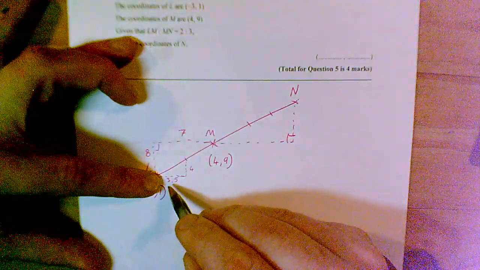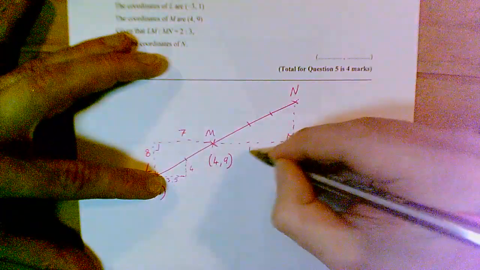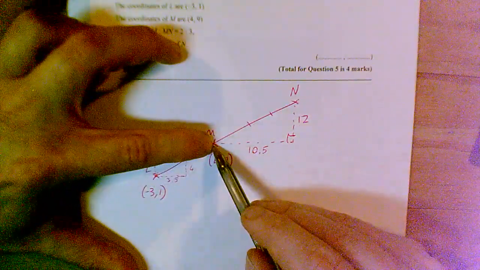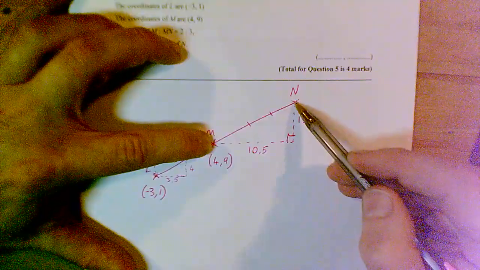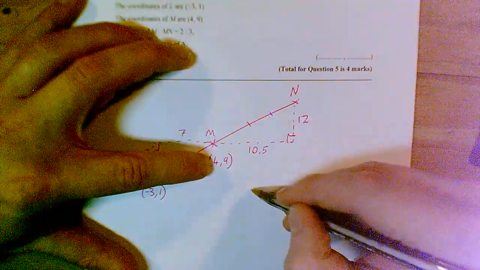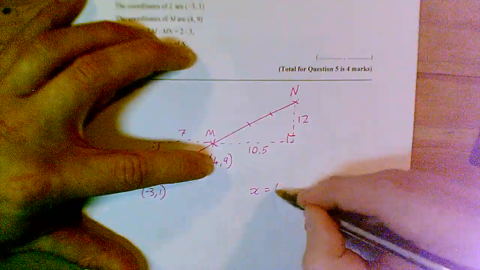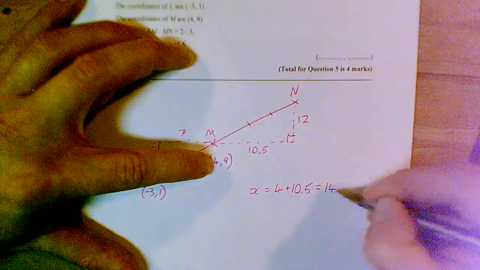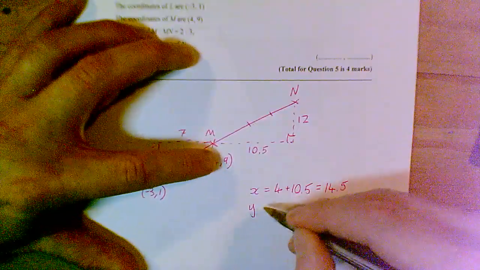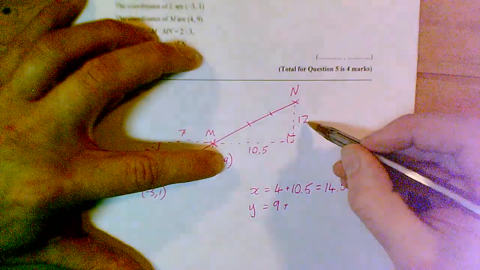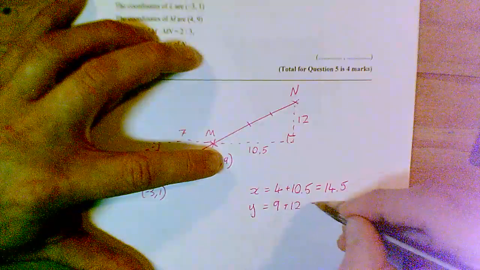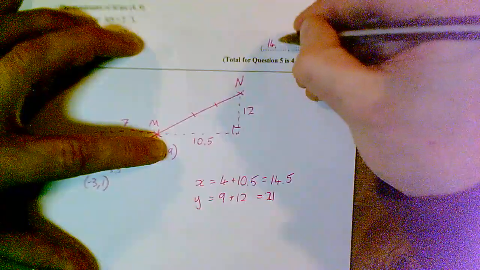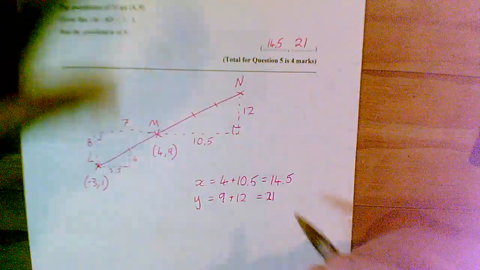So 3 lots of 3.5 is 10.5. And 3 lots of 4 is 12. So from n I need to go across 10.5 and up 12. So my x-coordinate is going to be the 4 plus the 10.5. That gives me 14.5. And my y-coordinate is going to be that 9 plus this 12, which gives me 21. So I've gone across 14.5 and up 21.